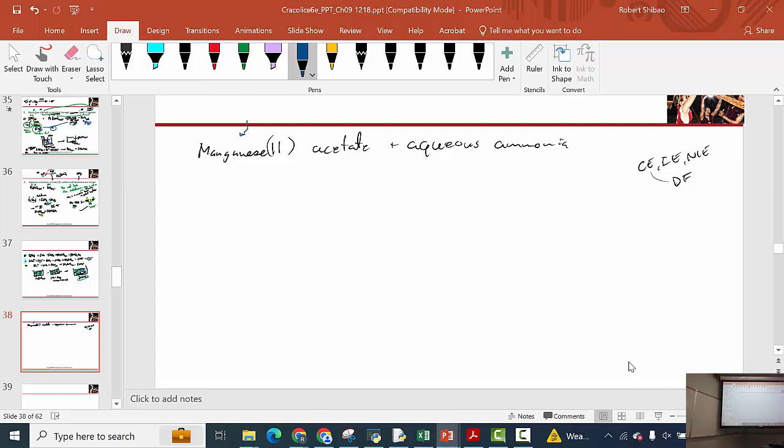Somebody tell me the formula for manganese 2 ion. Acetate? C2H3O2. Charge? Minus. And therefore the correct formula for manganese 2 acetate would be? Mn, parentheses, and then that's plus 2. We're going to need 2 acetates. That should give us minus 2. So Mn(C2H3O2)2, plus NH3.